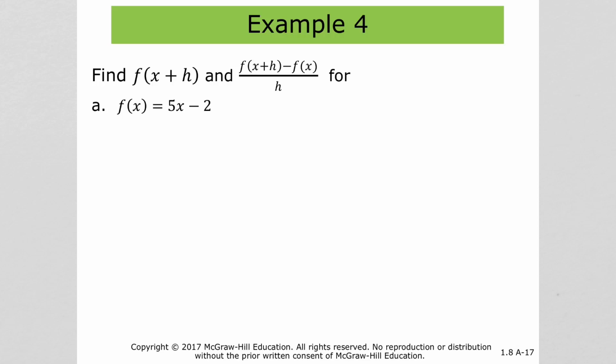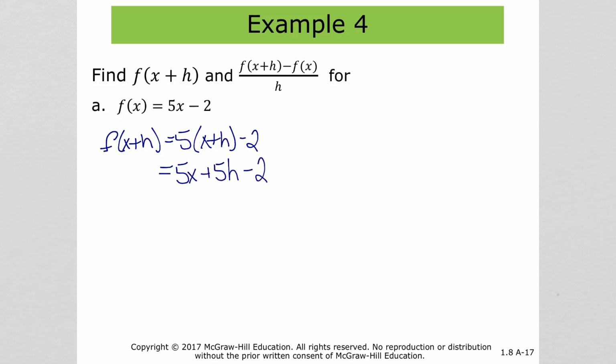So first it asks us to just find f of x plus h, and then we're going to plug into the difference quotient. So f of x plus h would be 5 of x plus h minus 2. So 5x plus 5h minus 2. And then it wants us to go and plug that into the difference quotient. So the difference quotient is f of x plus h minus f of x over h.